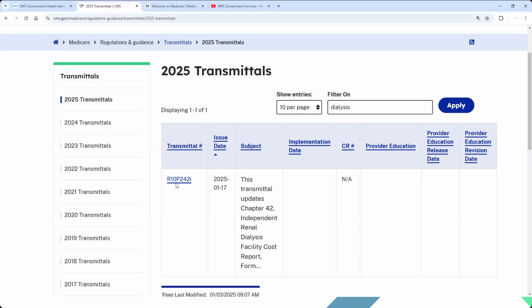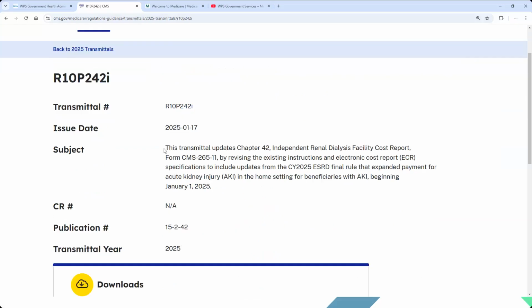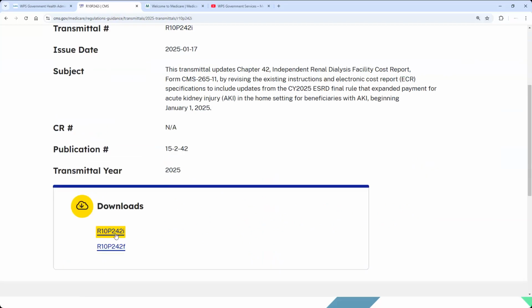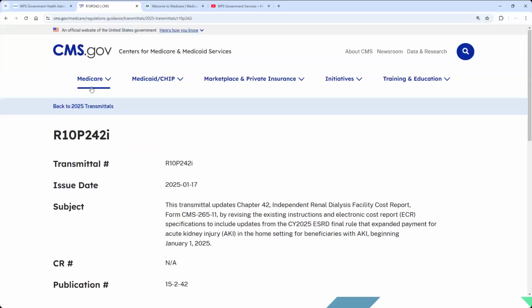If you open this up, it'll bring you to another page where it gives you a little bit better explanation of it. And then the download section contains the actual item. So hopefully that answers your question. I'm not sure what you more wanted with the transmittals or how those updates come in, but I just wanted to make sure you had that.